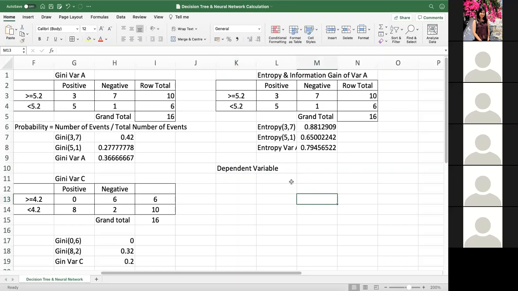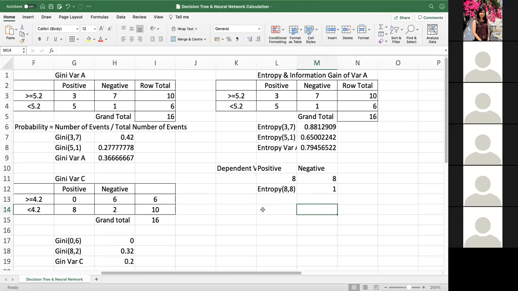Now, in the dependent variable, we have two classes, positive and negative. How many positives are there? 8. How many negatives are there? 8. So entropy of equal classes 8 comma 8 is always equal to 1. You don't need to calculate. Even if you calculate, it will be 1, or you can directly take it as 1.